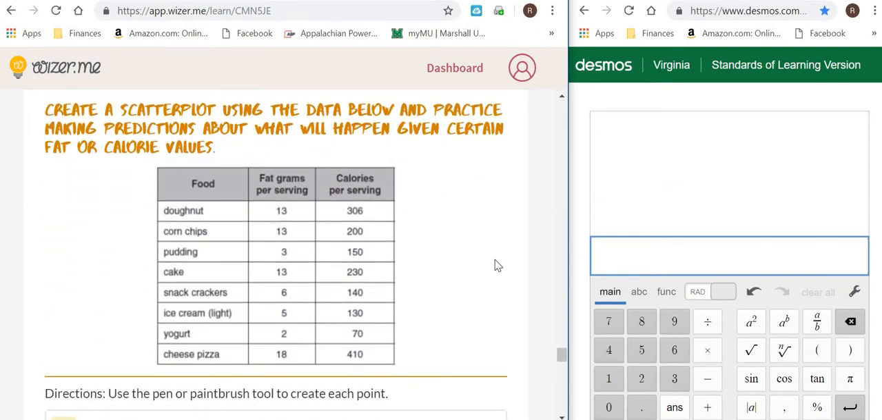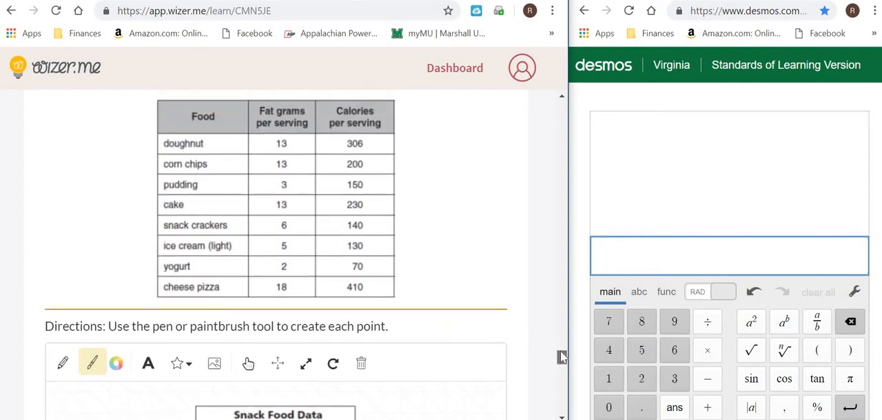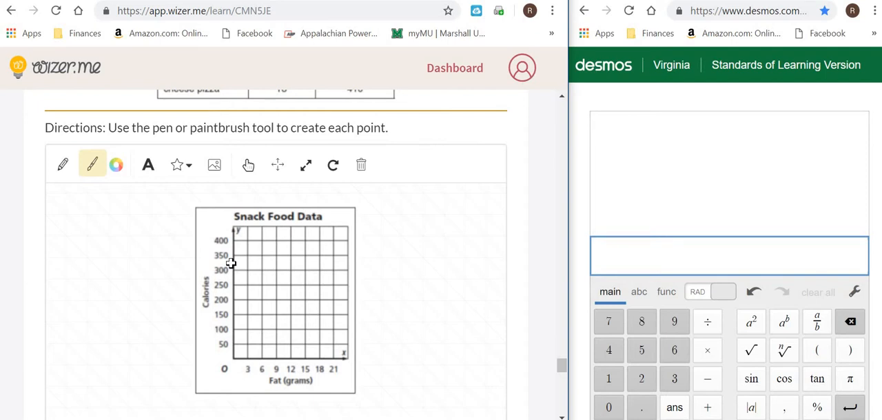This says create a scatter plot using the data below and practice making predictions about what will happen given certain fat or calorie values. So let's see if we can make this happen. We know that a donut from the chart has 13 fat grams and 306 calories. So we're going to do 306 calories, and we're going to come over here to 13 fat grams, and we're going to put a dot right there if it'll let us.